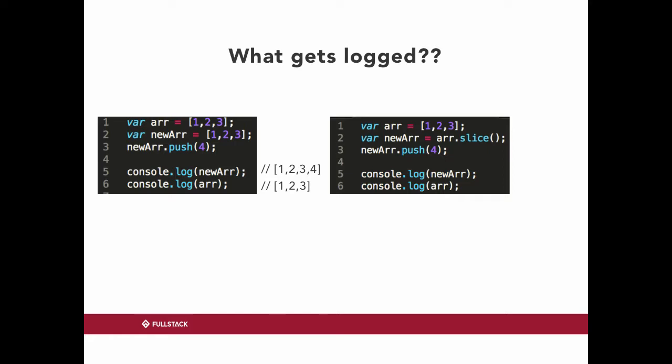So okay, we have another example of array with 1, 2, 3, and then we have new array equals array.slice, which if you remember, will just return all the numbers, and then we do new array.push 4. What do we expect to console log out for new array?